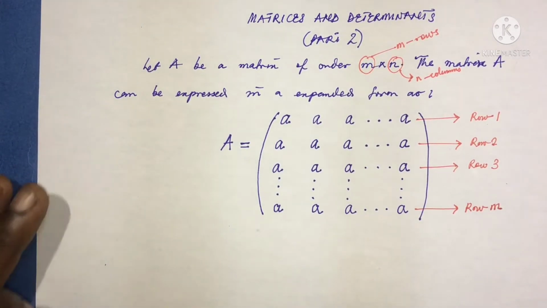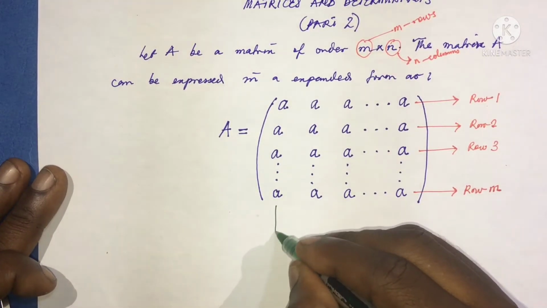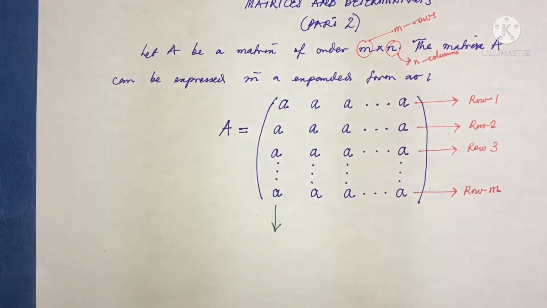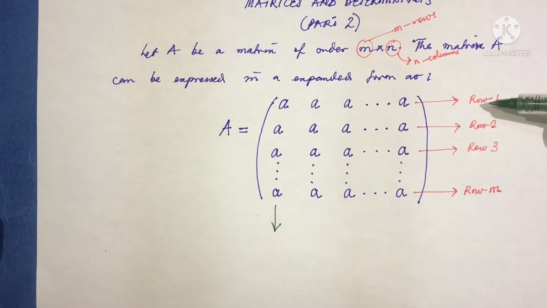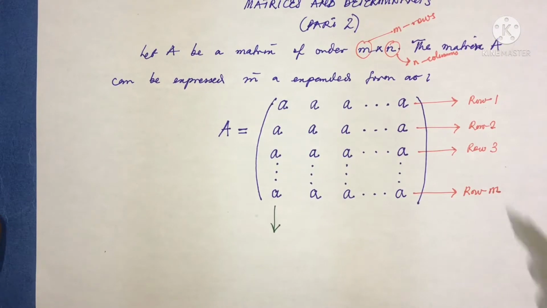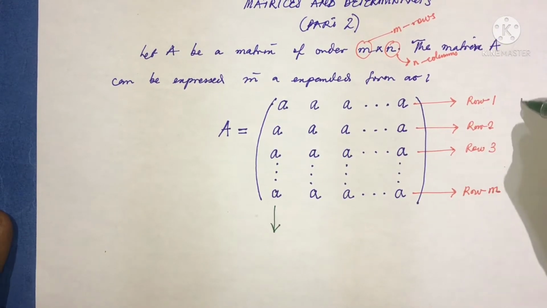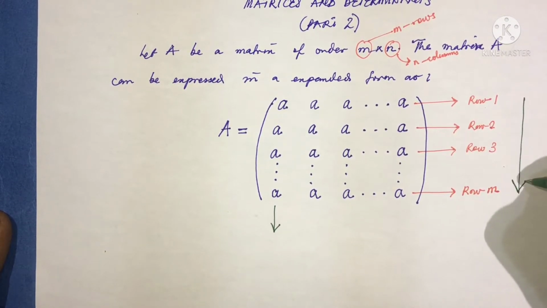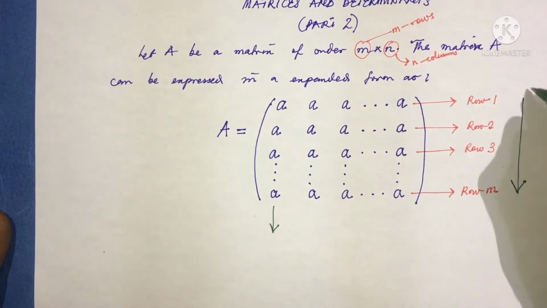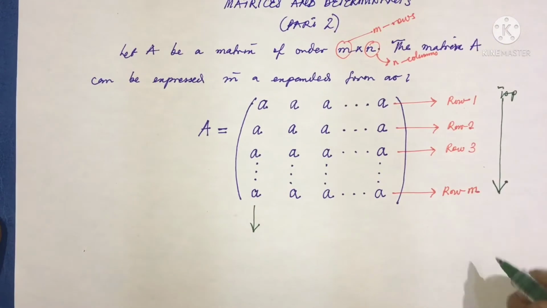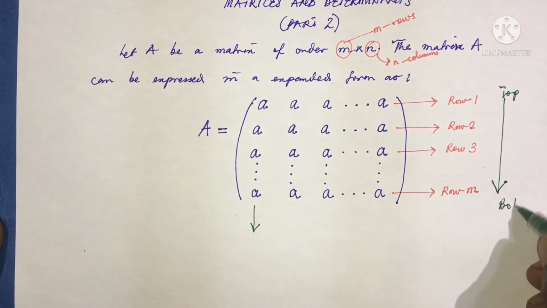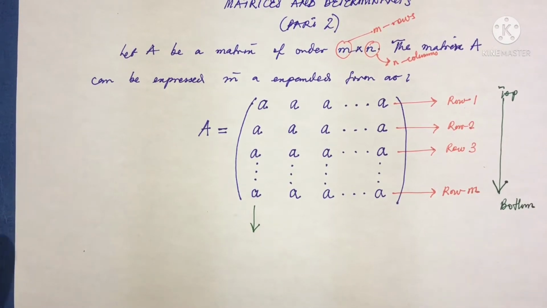Now, on the other hand, you have this to be the first column. So we start mentioning rows from the top. So rows go from top to bottom, okay? That's how rows progress.